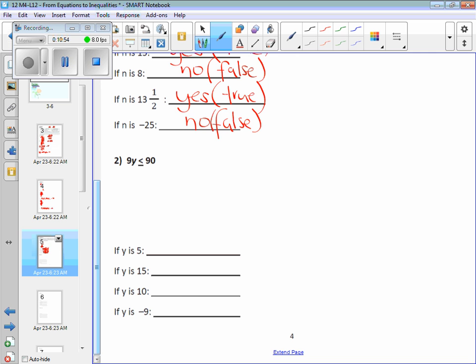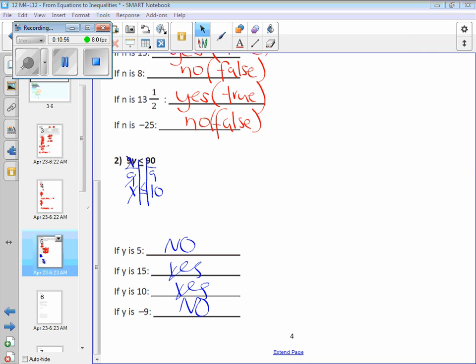Hold on, let me put it on pause so we don't have to waste extra time. All right, how many have y being any value that's less than or equal to 10? So, would 5 work? Isn't 5 less than 10? Absolutely. Right? Because 5 is definitely less than 10, so the answer is yes.